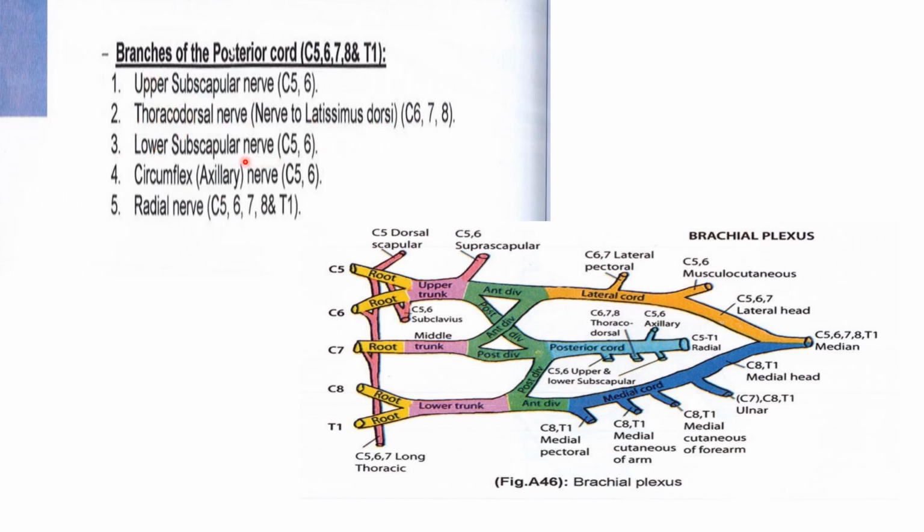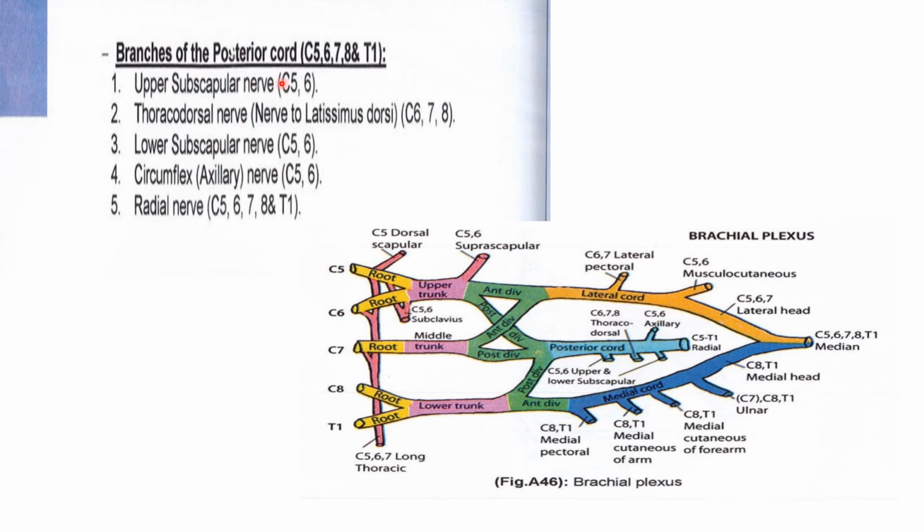Okay. Then, as we had the upper subscapular nerve, now we have the lower subscapular nerve, also C5 and 6. Then we have the axillary nerve, or circumflex nerve, which is also C5 and 6. Then we have the radial nerve. In the posterior cord, the radial nerve has a different sequence, C5, 6, 7, 8, and T1, which you need to remember.